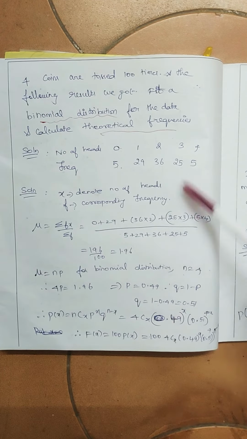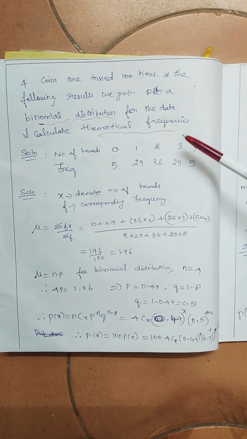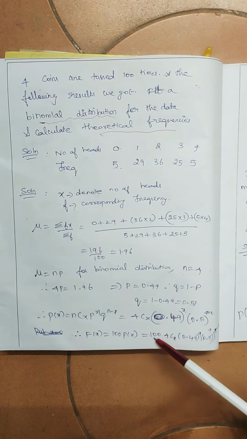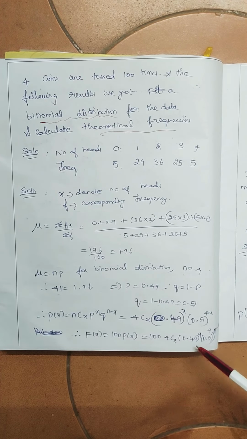Now we have to calculate theoretical frequencies, they said, right? This is very simple. Since we are tossing 100 times, theoretical frequency is 100 into p of x. That is 100 into, you write all this probability.